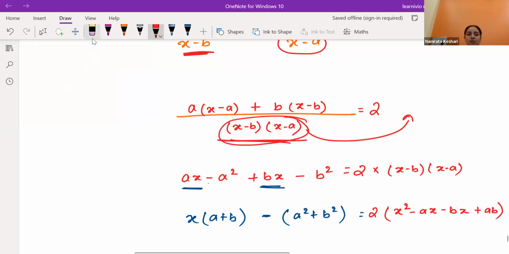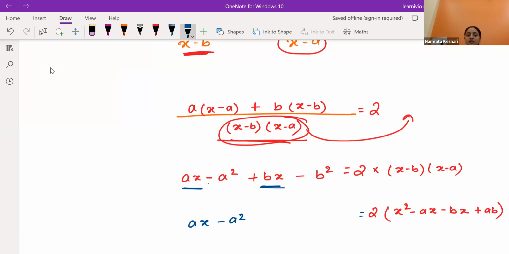And this side also, let's write everything as it is, ax, bx, everything as it is, because we want to see what exactly is our quadratic form. Still, we have not created our quadratic form. So everything I am just writing as it is. Any confusion so far, Zoha?